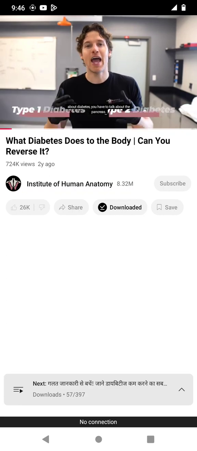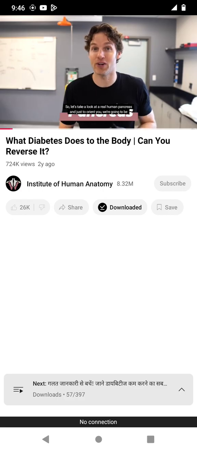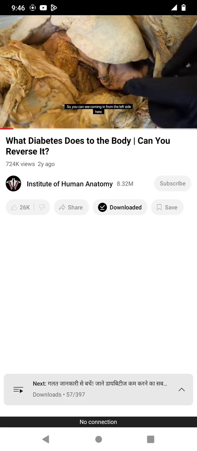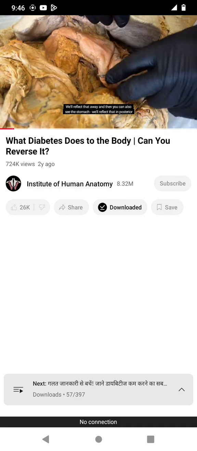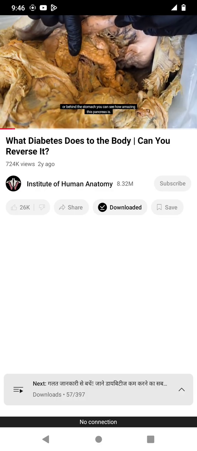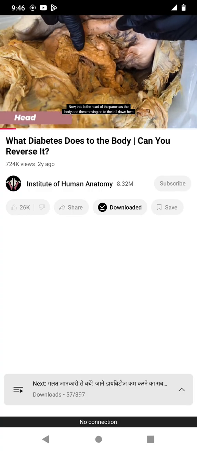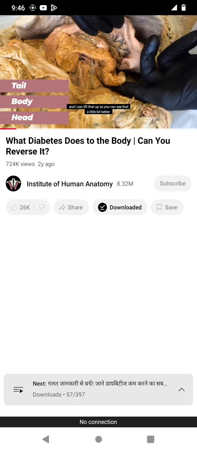To understand diabetes, you have to talk about the pancreas. So let's take a look at a real human pancreas, and just to orient you, we're going to be looking in from the left upper abdomen. You can see coming in from the left side here, here's the liver, we'll reflect that away, and then you can also see the stomach here, we'll reflect that, and posterior or behind the stomach, you can see how amazing this pancreas is. Now, this is the head of the pancreas, the body, and then moving on to the tail down here, and I can lift that up so you can see that a little bit better.